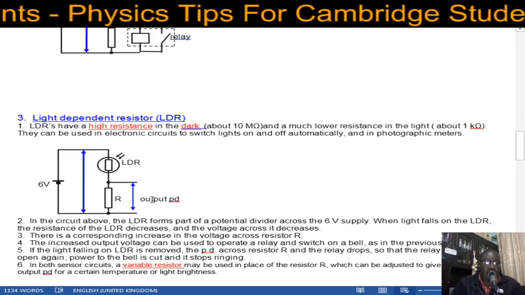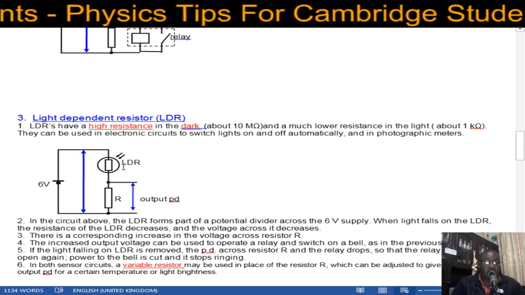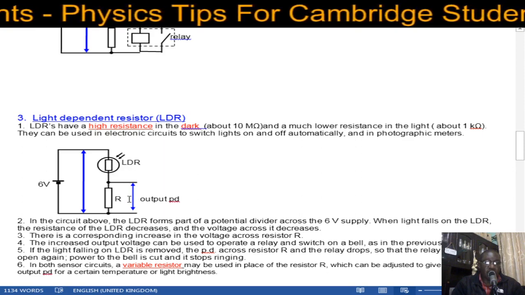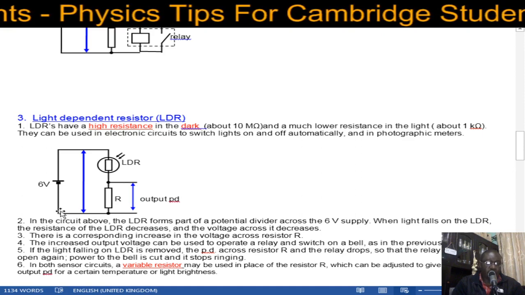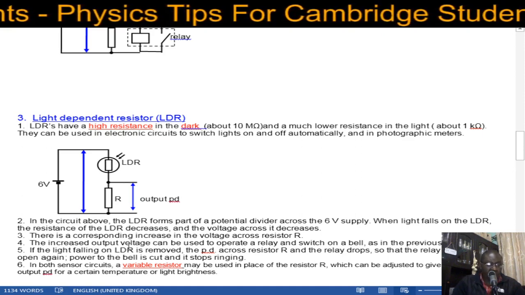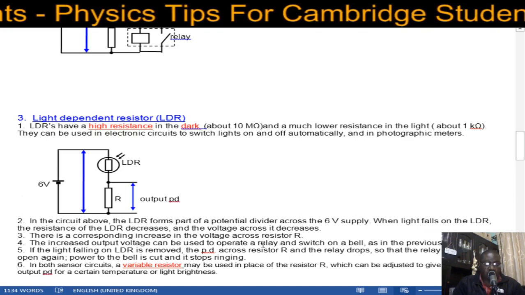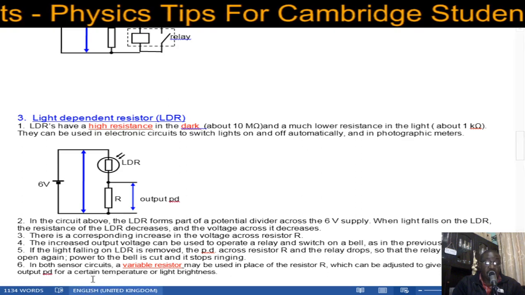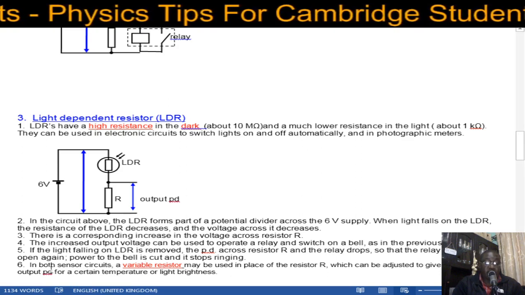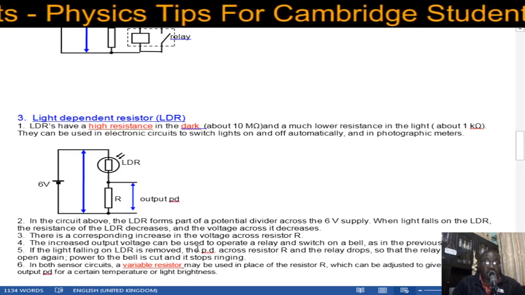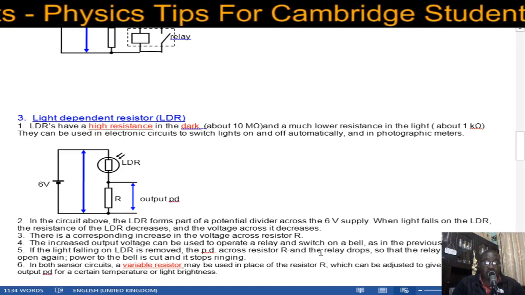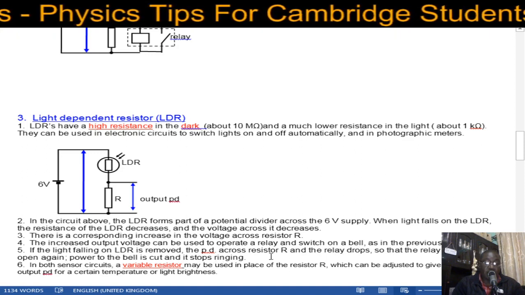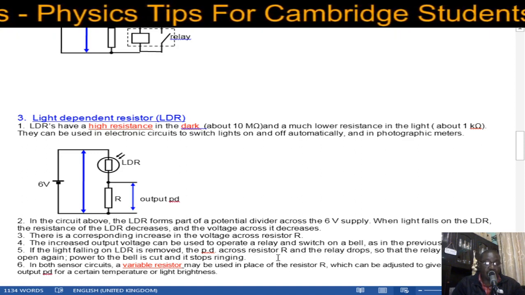output PD. And then when it is in the light, its resistance falls, thereby having more voltage on the output than up there. So the increased output voltage can be used to operate a relay and switch on a bell as in the previous circuit. Open again, so that if the light falling on the LDR is removed, the PD across the resistor and the relay drops so that the relay contacts open again. Power to the bell is cut and it stops ringing.